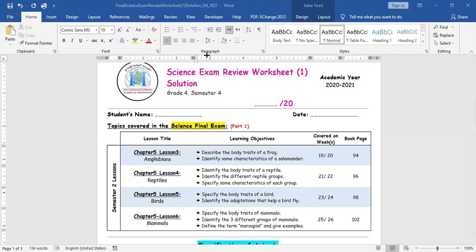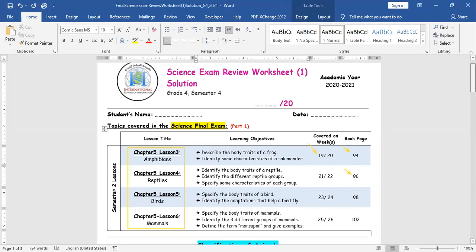For the exam, you have to review all of the lessons in the first column in this table. You will also find the book page of each lesson. And if you want to review the documents related to each lesson, you will have to go to the school's app and or to the Science Padlet and check the weeks.